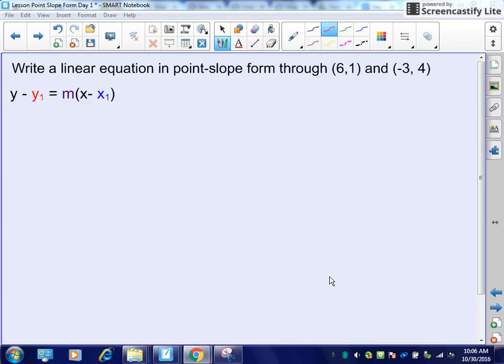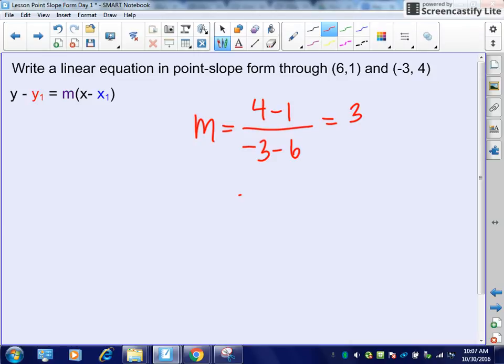Okay, so let's see if you got the right answer. So the first thing we need to do is find the slope. On the top, we're going to subtract the y values. So I'm going to do 4 minus 1, which is 3. And on the denominator, I'm going to do negative 3 minus 6, which is negative 9. And then you need to remember to reduce that. They're both divisible by 3, so it's actually negative 1/3.